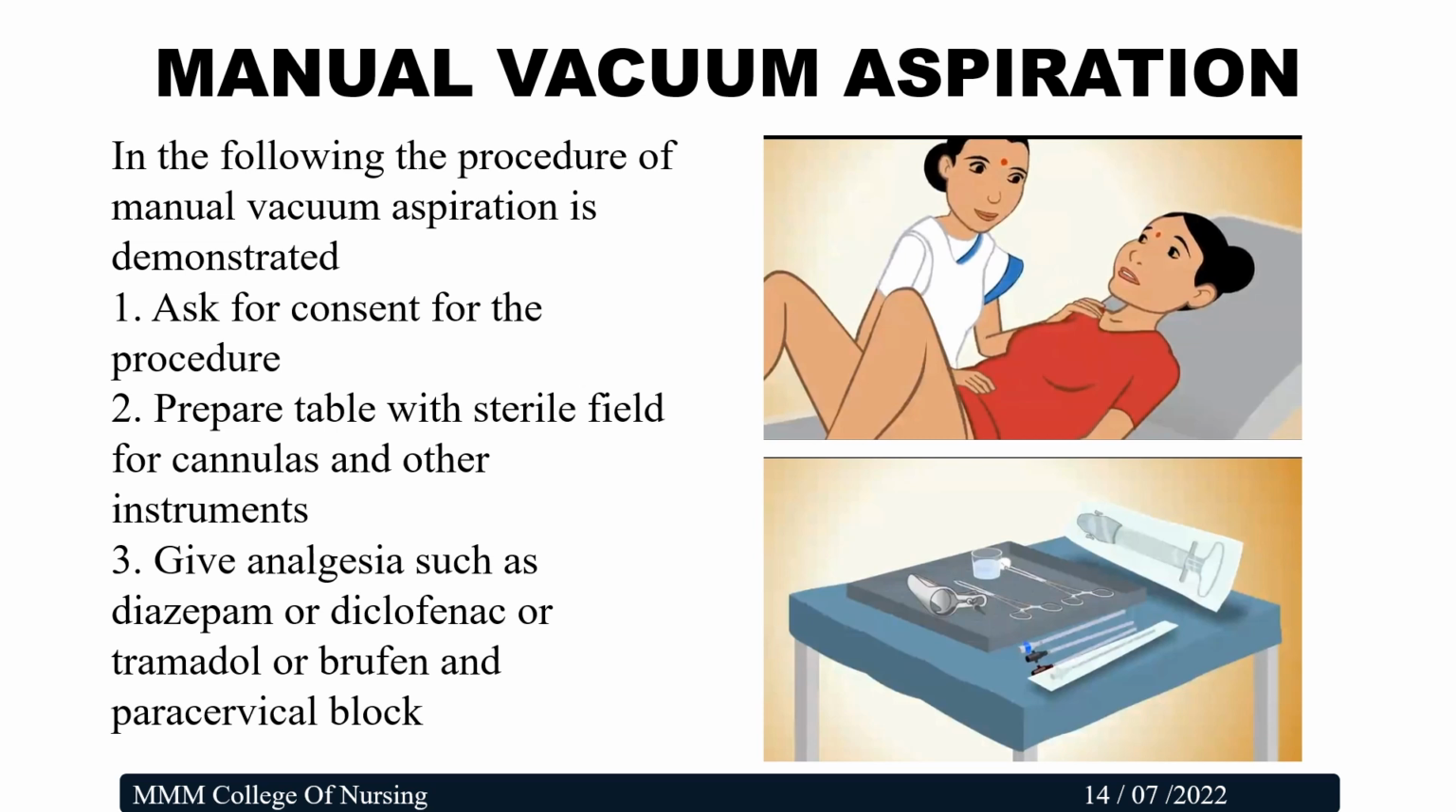Now we'll see the details of the manual vacuum aspiration. In the following procedure, the manual vacuum aspiration is demonstrated. As you can see in the picture, ask for consent for the procedure and prepare the table with a sterile field for cannulas and other instruments. Give analgesia such as diazepam or diclofenac, because the mother will be very anxious. Give analgesia such as diazepam, diclofenac, tramadol or brufen, and a paracervical block. You have to give the block as well as analgesia. Among these, you can prefer any one of them.